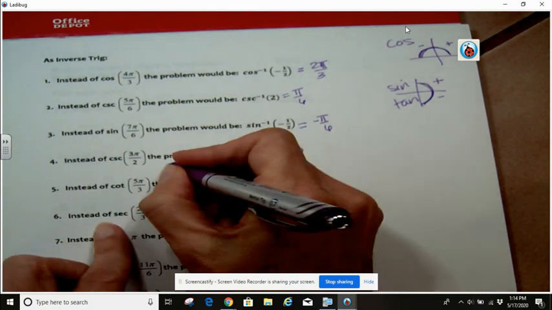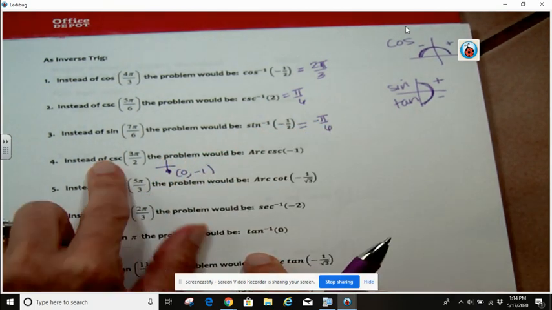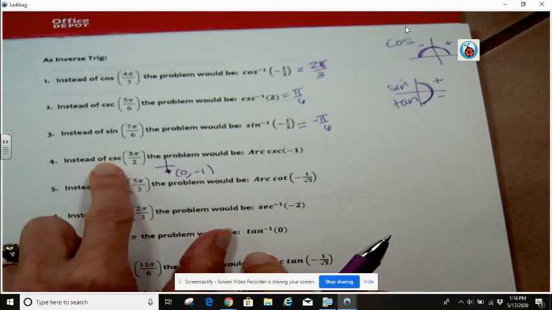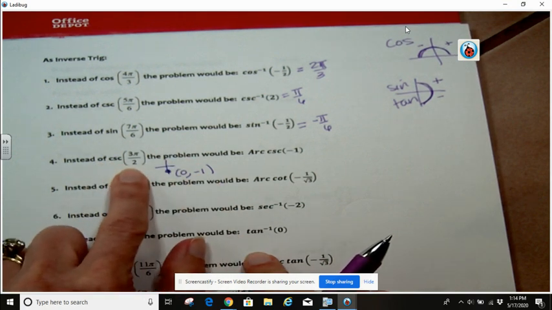So number 4 was cosecant of 3 pi over 2. Okay, remember that 3 pi over 2 is right here. The ordered pair was 0, -1. Cosecant's the reciprocal of sine. So the reciprocal of -1 was -1. So the answer to this problem was -1.